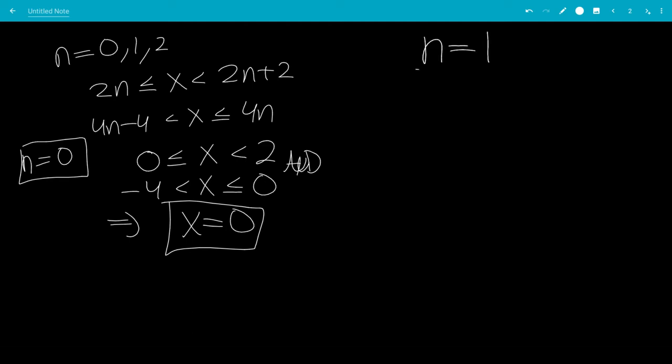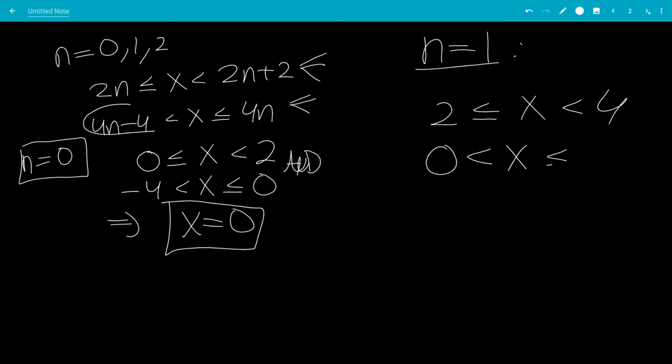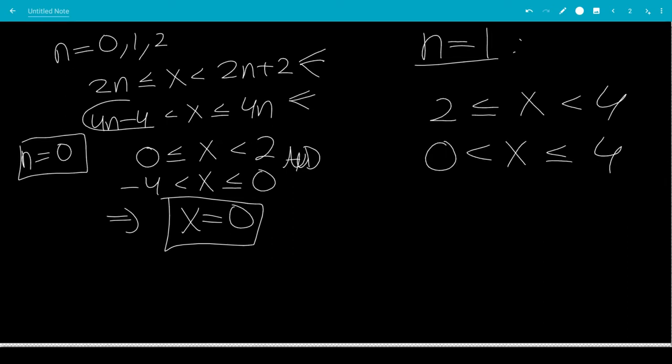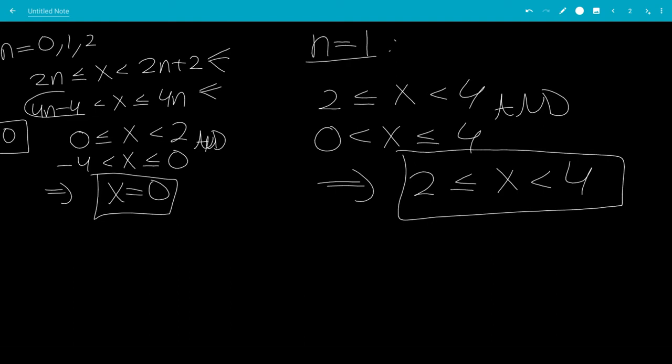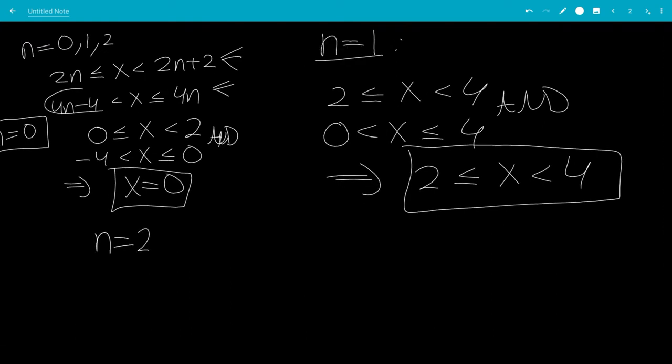So the n equals 1 case, we'll have 2 less than or equal to x is less than 2 plus 2, which is 4. So we're plugging into this equation. And also in this equation, we'll get 4n minus 4, so that would be 4 minus 4 is 0, less than x is less than or equal to 4 times 1 is 4. So we AND those together. So this would be 2 less than or equal to x is less than 4. So we take the smallest boundary between the two. This is another solution.